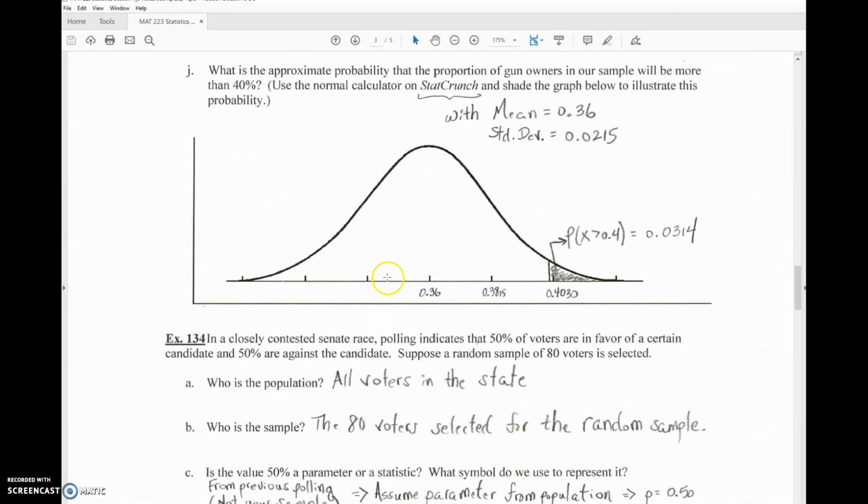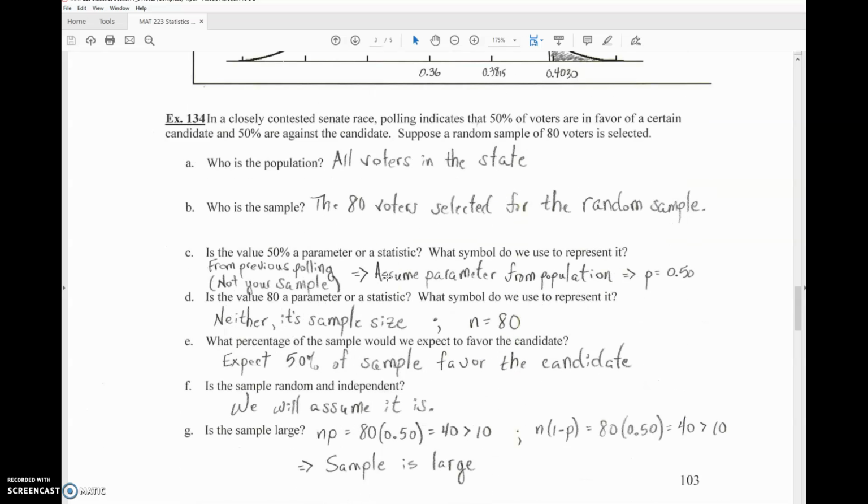All right, now let's do another example. In a closely contested Senate race, polling indicates that 50% of voters are in favor of a certain candidate and 50% are against the candidate. So yes, very closely contested. Suppose a random sample of 80 voters is selected. So first of all, who's the population? Well, that would be all voters in the state, because we're talking about a Senate race. Who is the sample? The 80 voters selected for the random sample.